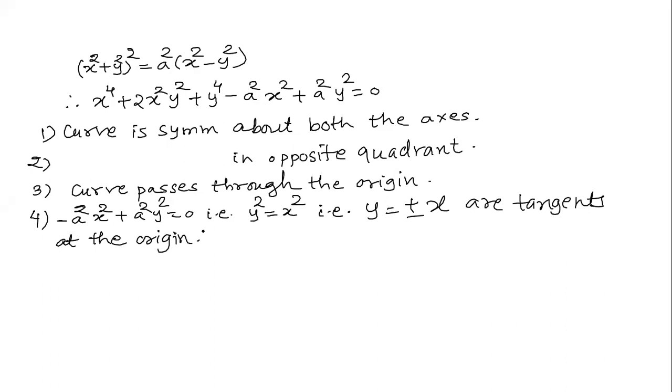So let me quickly draw the line y equal to x. This is y equal to x. Then y equal to minus x. Okay. So both these lines are tangent at the origin.